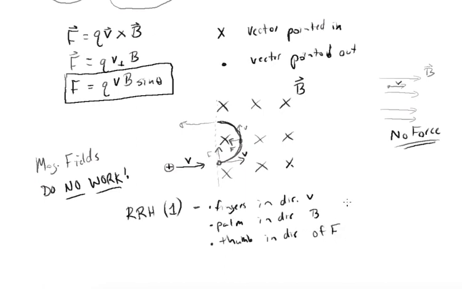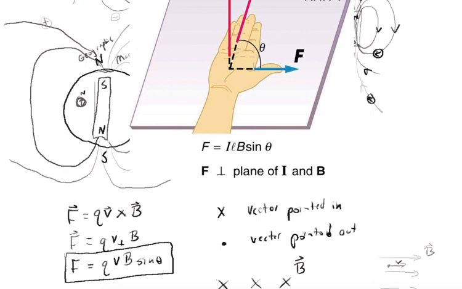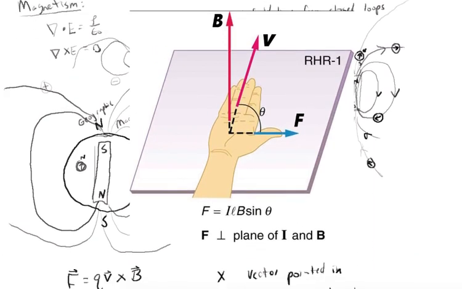Okay, and I know that doesn't make a lot of sense, so I got a little picture here to look at. Let's look at this picture here. What you can see is fingers pointed in the direction of the velocity of the particle. Your palm, then you turn until it's in the direction of the magnetic field. If you hold your thumb out to the side, then you've got the direction of the force.